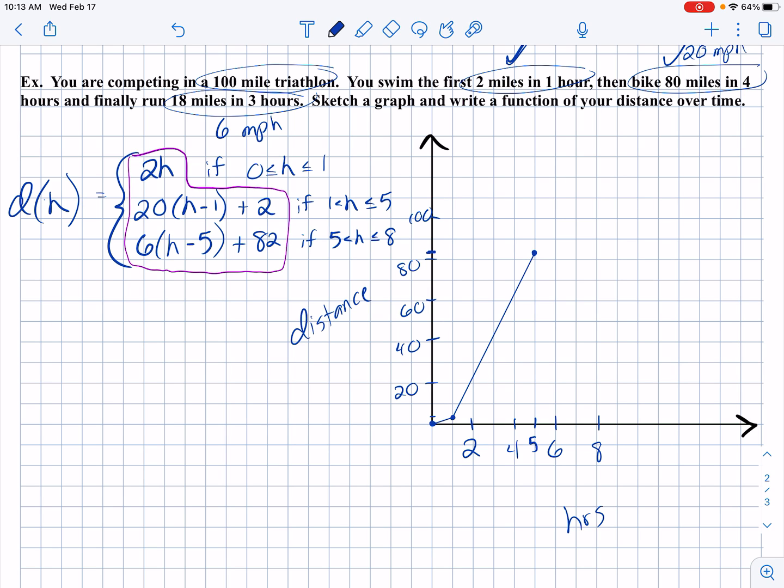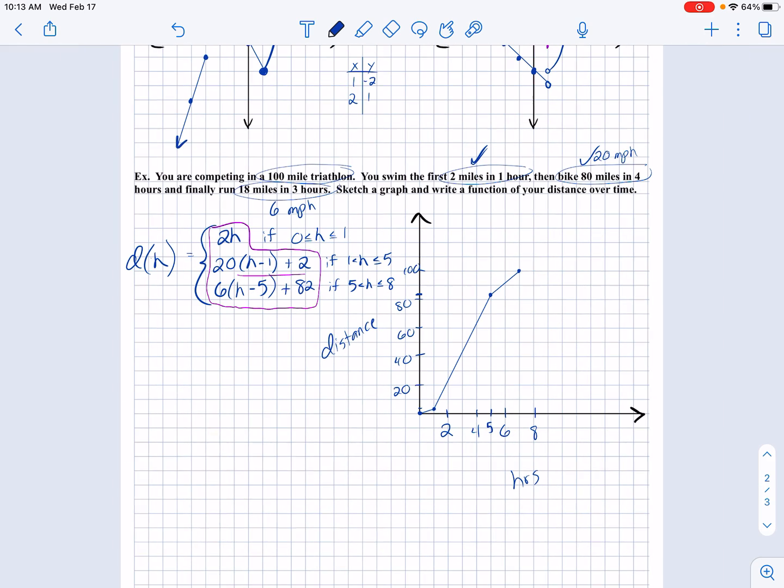Okay, hopefully you can see right here, this is why you need the h minus 1 plus 2, right? This function right here, it's not crossing at 0 if you extended it. It's actually crossing down here at negative something. So by having that h minus 1 plus 2, it accounts for having already run 2 miles in 1 hour. And then finally, we're going to finish at 100 miles in 8 hours, and you can connect right here, and you have your function.